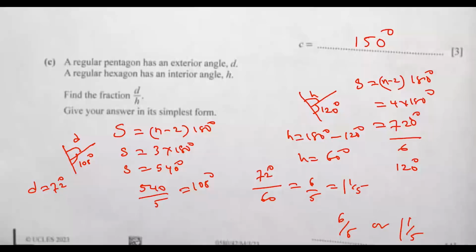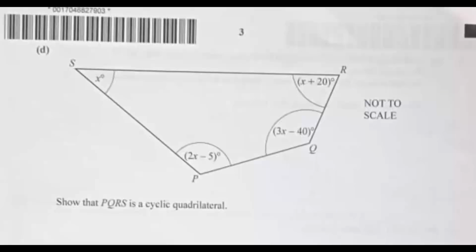So let's go to the next question. That will be part D. Show that PQRS is a cyclic quadrilateral. For this to be a cyclic quadrilateral, these two angles must add up to 180 degrees. That is one of the properties of a cyclic quadrilateral: opposite interior angles are supplementary, that is, they add up to 180 degrees. So we can firstly find the value of x and proceed as said earlier.